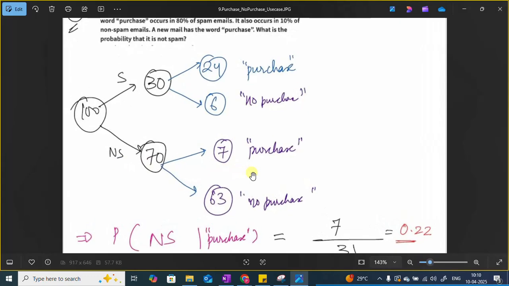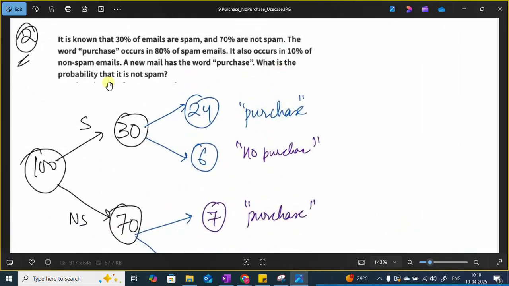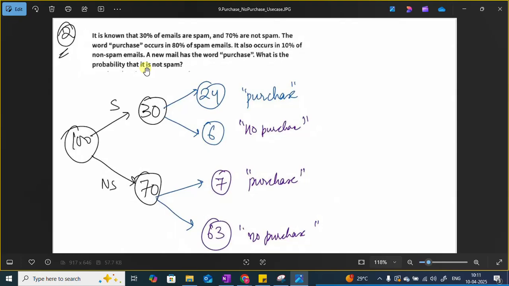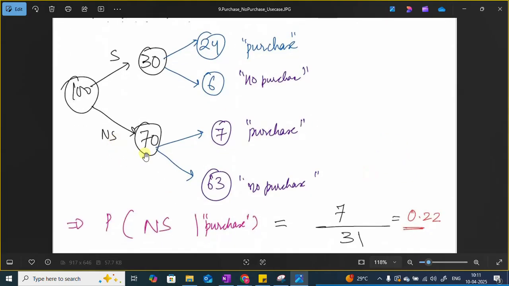Clear? Now my question is, what is the probability that a new email has the word purchase? Now I receive a new email which contains the word purchase. I want to find out the probability that it is not spam. Not spam means this one.